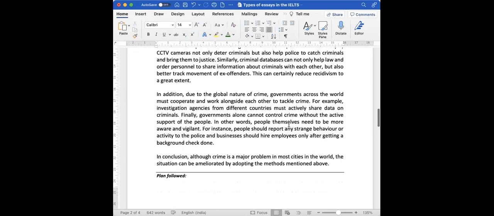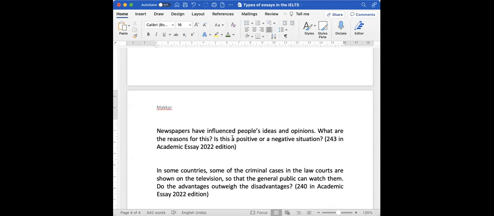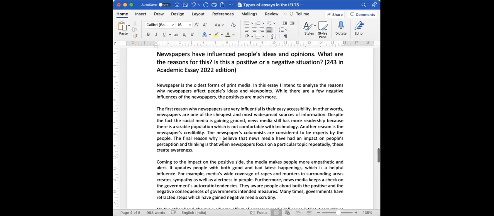Okay, so the second essay today will be quick now. What are the reasons? Is it a positive or a negative situation? This is 243 in my book. I wrote the numbers so that I don't have to search for them again and again. I just completed this essay, this colorful thing. From 8 to 9, I was busy doing this.